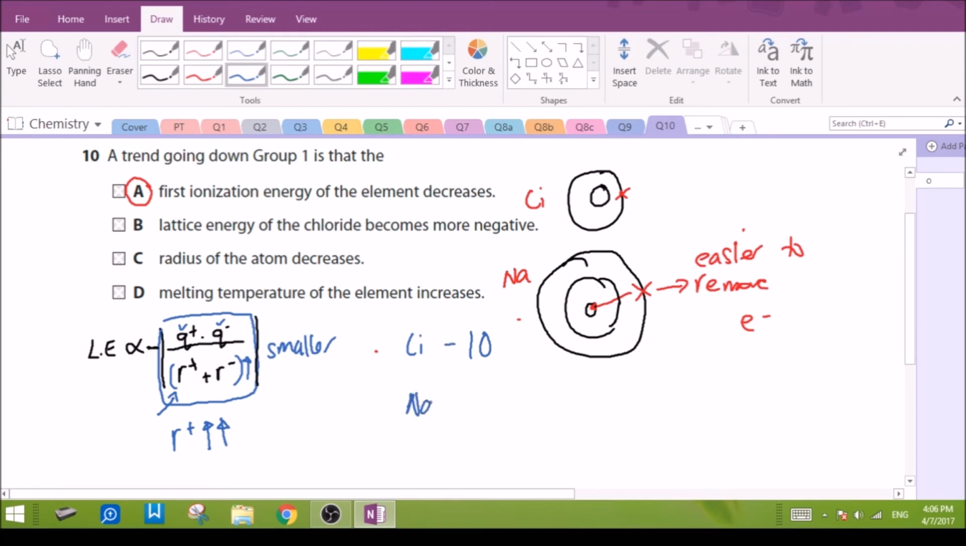For sodium, we know that the numerical value will be smaller. Maybe instead of 10 it was 5, but we attach a negative sign, and we can see that it becomes less negative. It is not as negative as before. So the statement that lattice energy of the chlorides becomes more negative is incorrect. We expect lattice energy to be less negative as we go down the group. It is less exothermic.